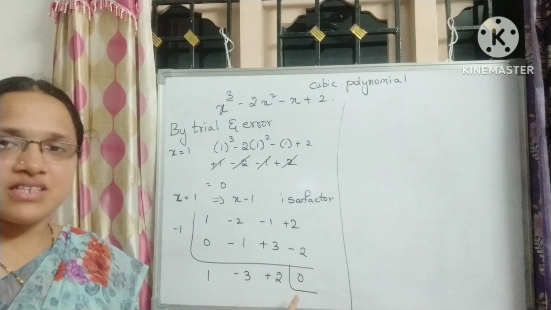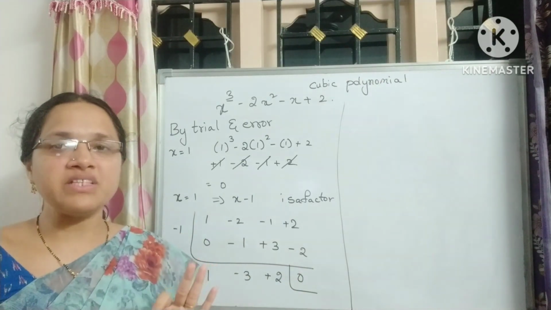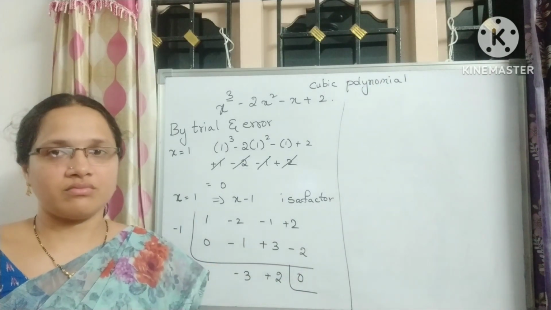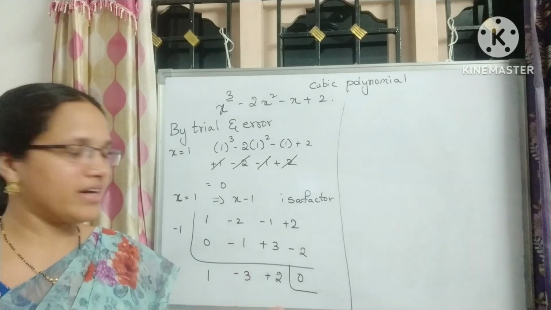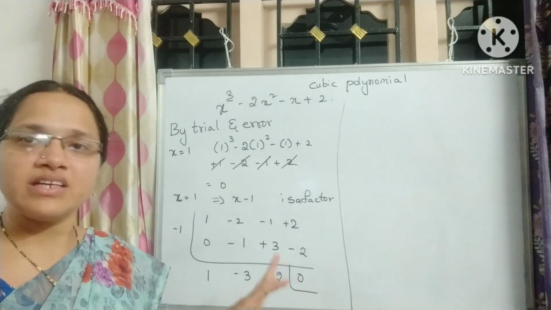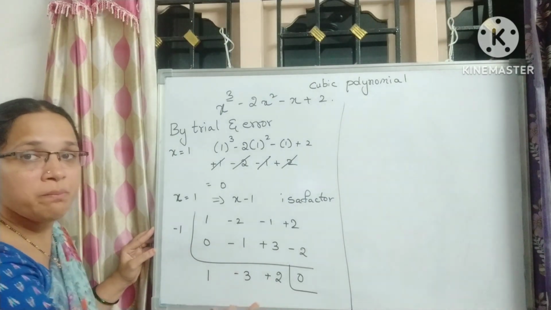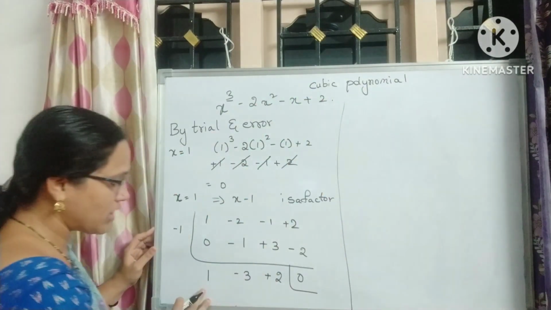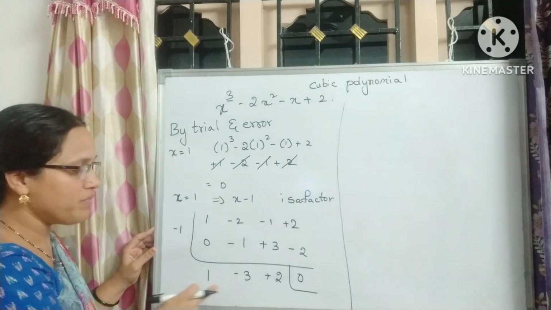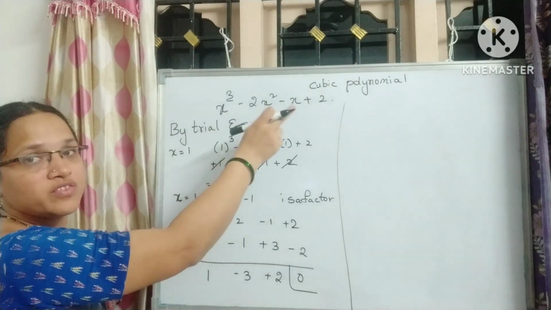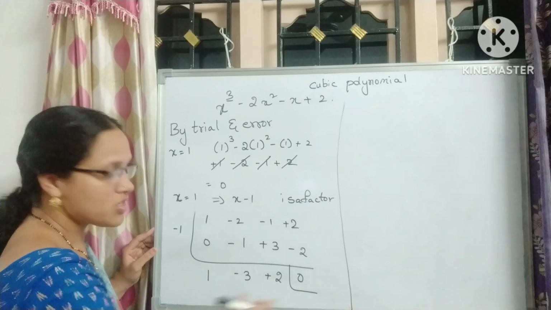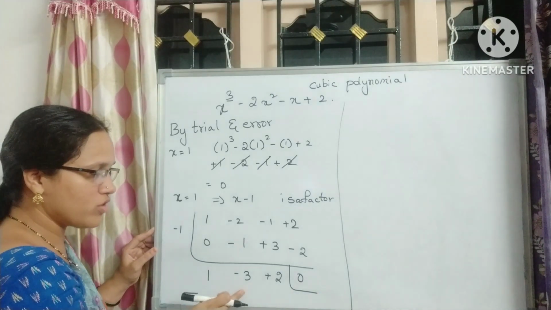When you get an answer 0 only, it is correct. Did you understand? When you get an answer 0 only, it is right. Now, the remaining numbers should be formed as a quadratic polynomial. That means this becomes the x square coefficient, because we wrote the cube coefficient and already one term is removed here. So you get the x square coefficient, x coefficient and the constant.